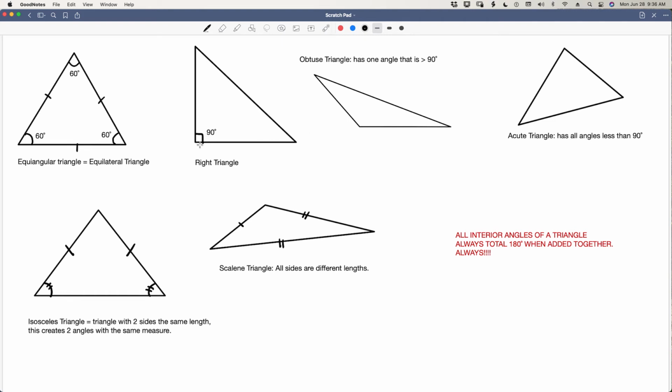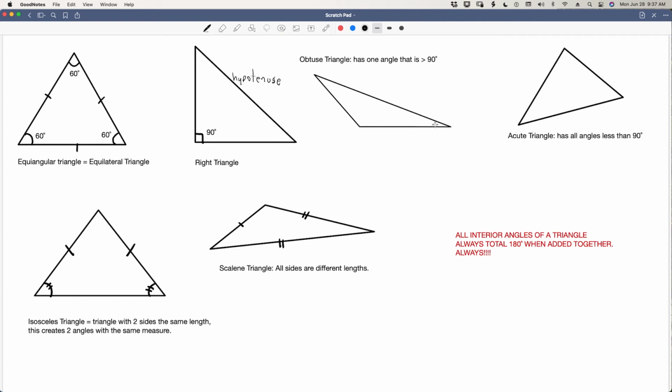And also about a right triangle before I move on, the leg that is opposite the 90-degree angle is called your hypotenuse. And only a right triangle has a hypotenuse. And the hypotenuse is the longest leg in the right triangle. And there's a special formula to figure out that measurement. It has a special relationship. We'll get to that later.